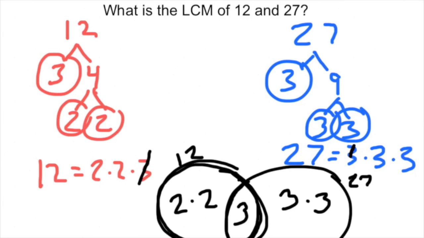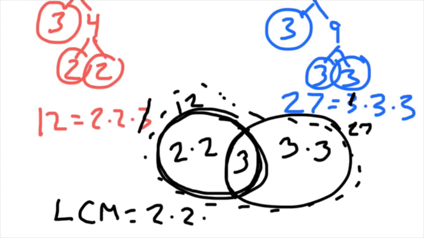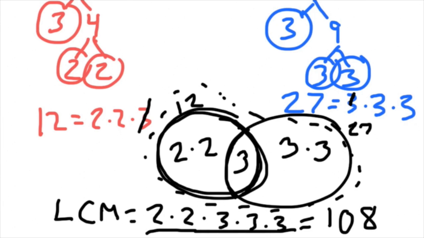To finish and find the LCM, you're going to multiply all the numbers that show up in your Venn diagram. So we got 2 times 2 times 3 times 3 times 3. 2 times 2 is 4, times 3 is 12, times 3 is 36, times 3 is 108. So the LCM is 108. You skip count by 12 and you skip count by 27. The first number that they'll reach that's the same is 108.